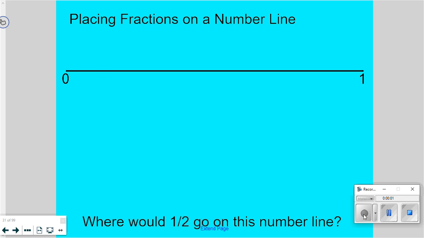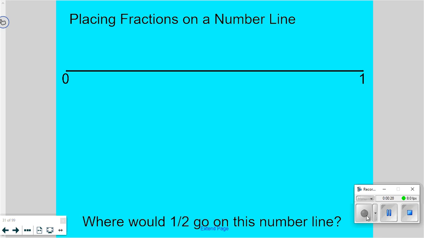Your title is going to be placing fractions on a number line, and then underneath that, go ahead and draw a number line. You can label it 0 to 1. You do not need to write that bottom question. We're going to talk about that together, but your title is placing fractions on a number line, and then you can go ahead and draw your number line and label it 0 to 1, please.